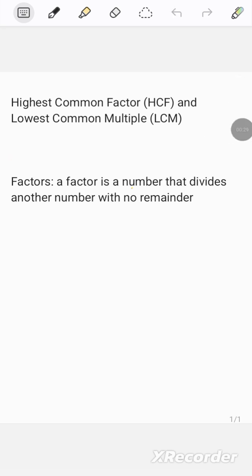First, let us talk about factors, prime factors, and the rest of them. What is a factor? A factor is a number that divides another number with no remainder, or a remainder of 0. For instance, let us take 36. What are the factors of 36? Post your answer in the comment section below. I'll give you 10 seconds.